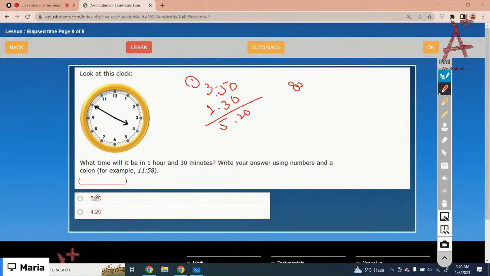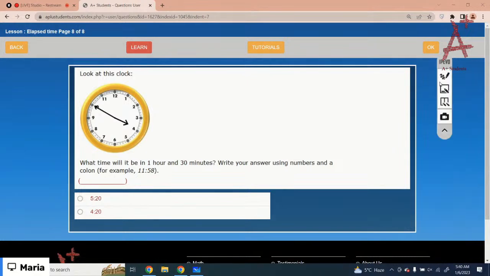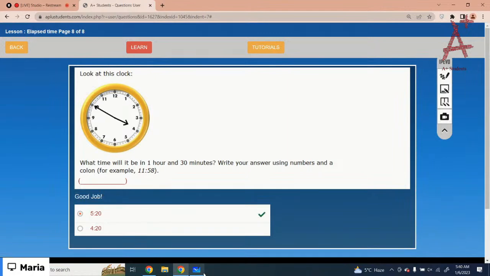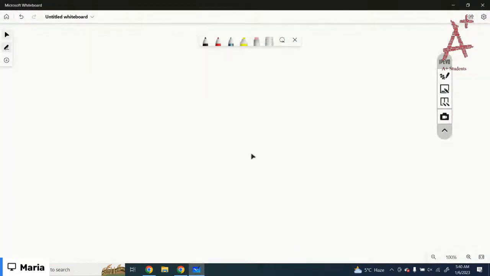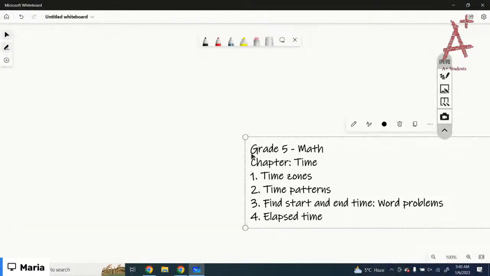Okay, we are done with the test. You have to complete all the tests for the lessons we did today. So here is a list of the lessons we have covered today. We're working on grade 5 maths. The chapter name is time. We have done time zones, time patterns, find start and end time, word problems, and elapsed times. So please make sure you complete all the test questions for the lessons we did today.